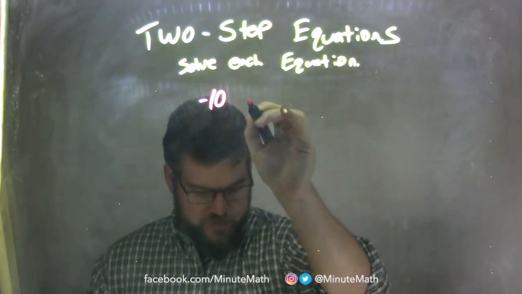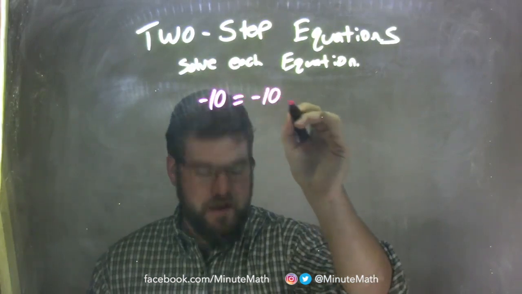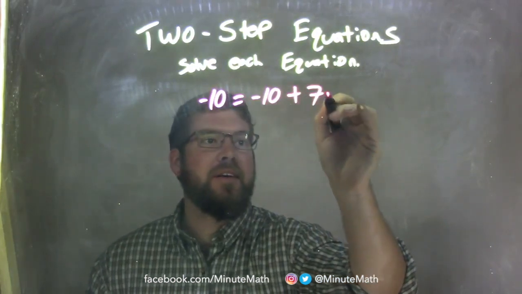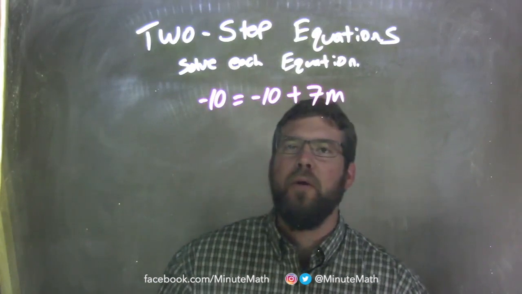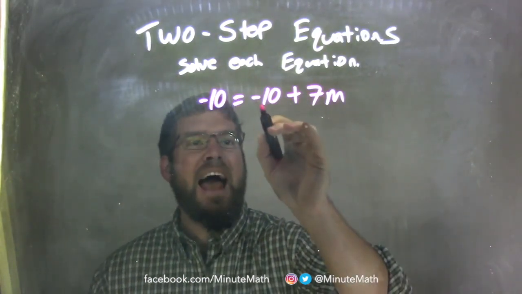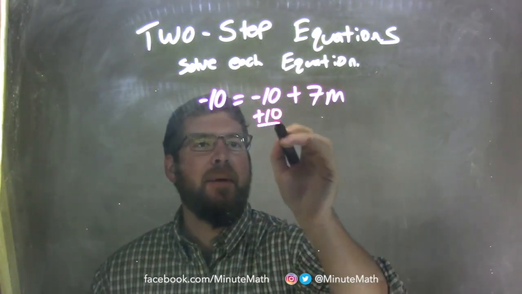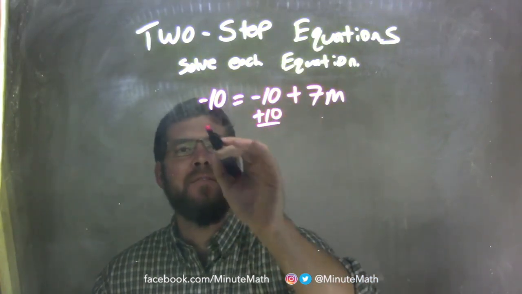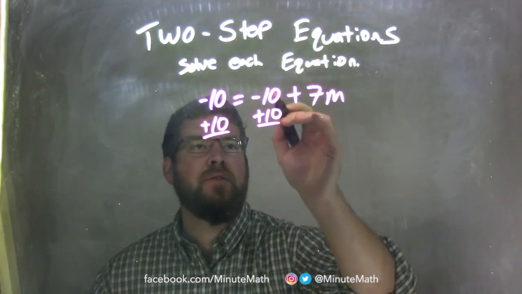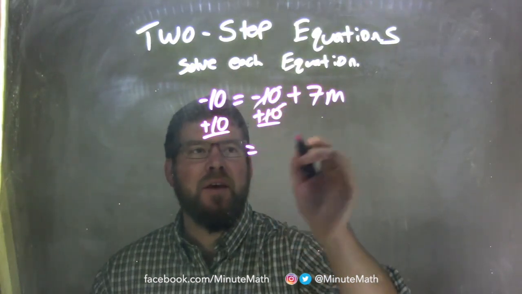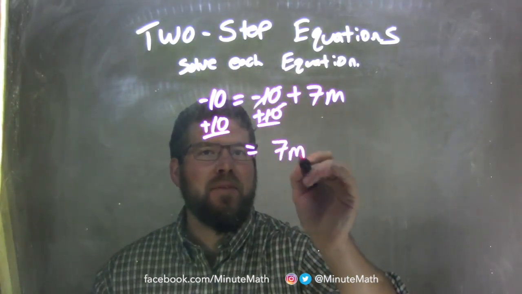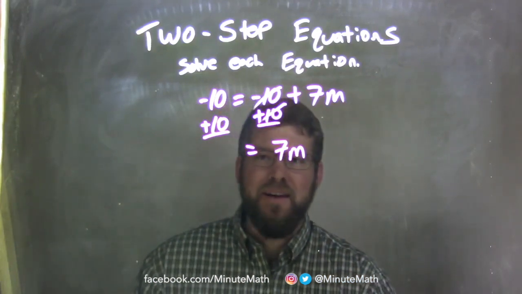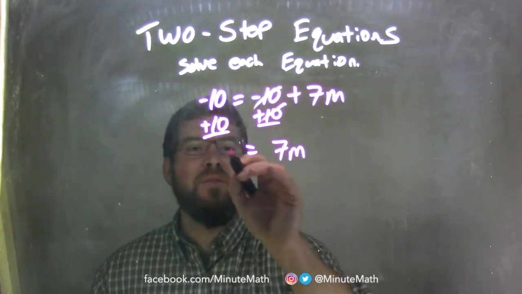Negative 10 equals negative 10 plus 7n. Well, my first step here is I want to add 10 to both sides. I see that minus 10 there, and the only way I can get rid of it on the right side is adding 10 to both sides. These 10s cancel. I bring down just the 7n, and negative 10 plus a positive 10 cancel each other out, and we're left with 0.